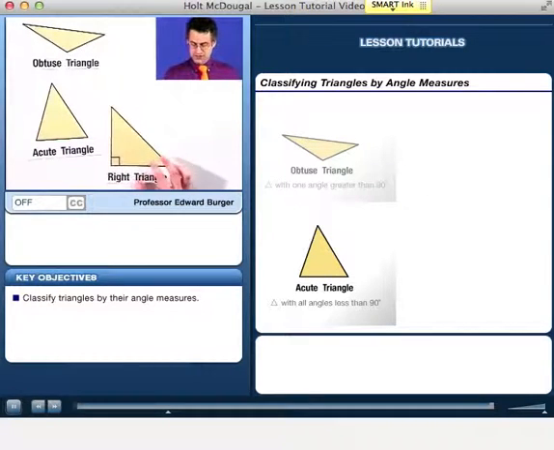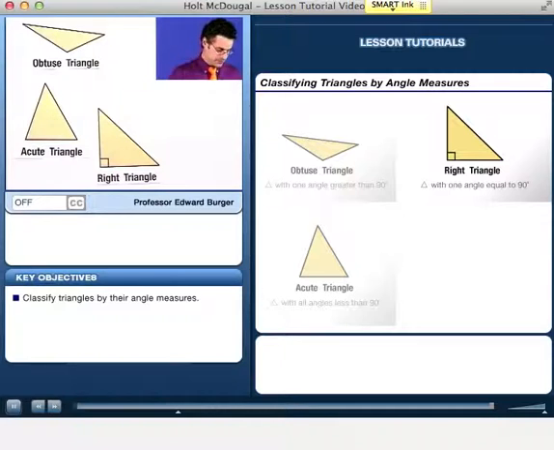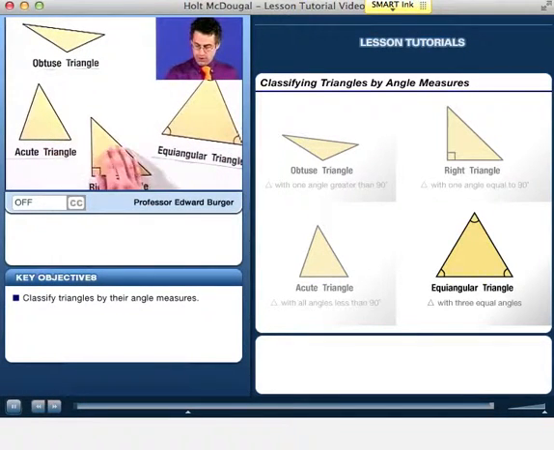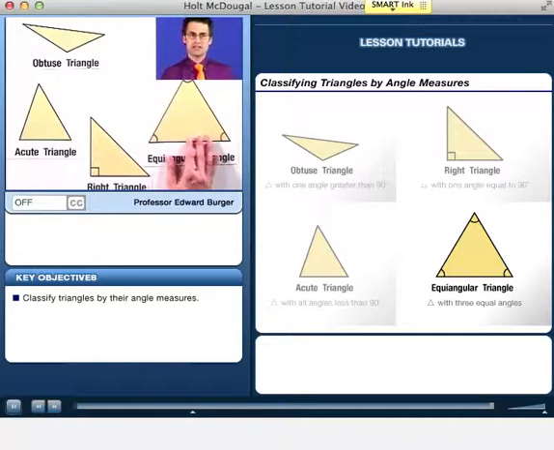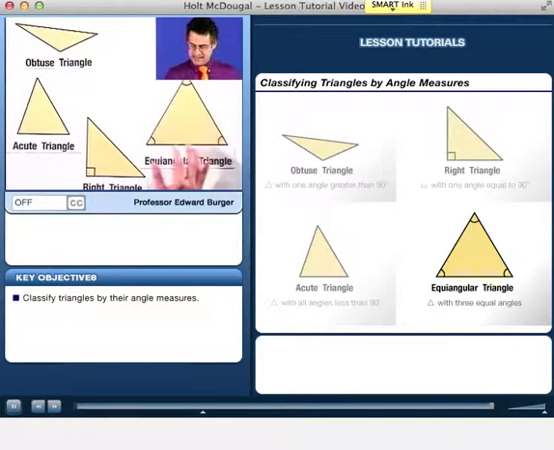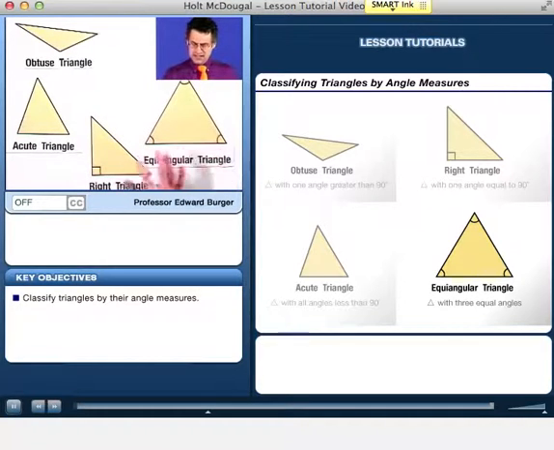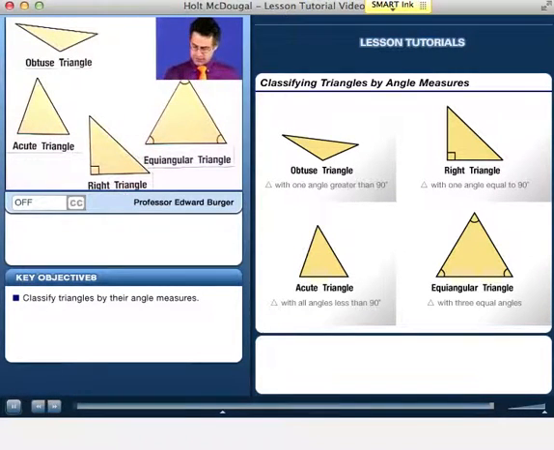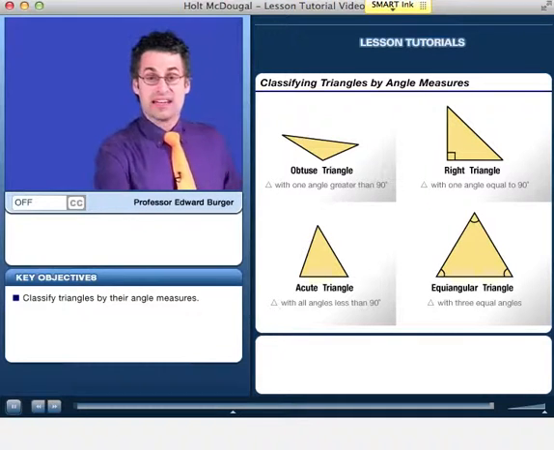A right triangle is a triangle where you have an angle of exactly 90 degrees. And finally, an equiangular triangle, well, that's a triangle where every single angle, all three of them, are exactly the same. So this is a great little classification of triangles into a bunch of possibilities. Obtuse, acute, right, and equiangular. Let's take a look at some examples.